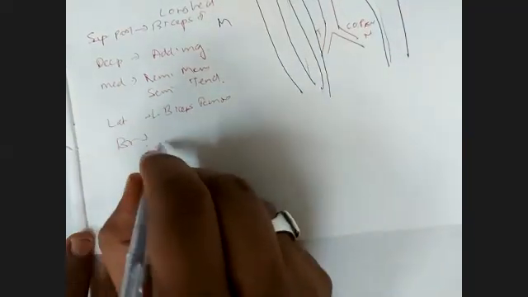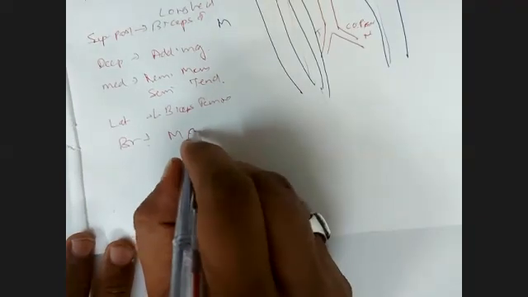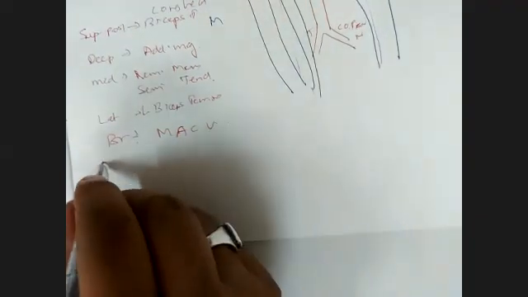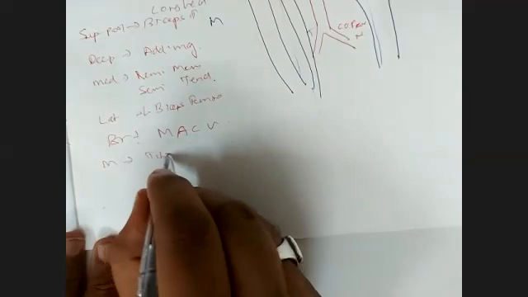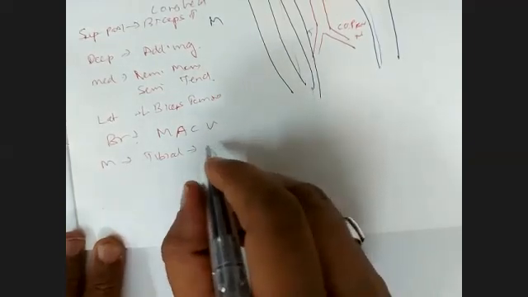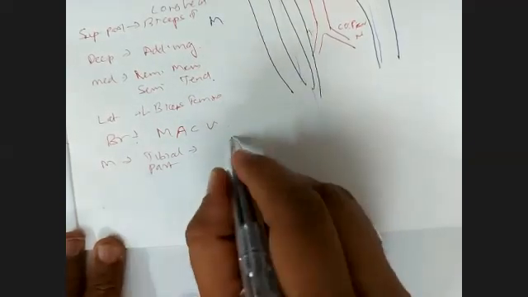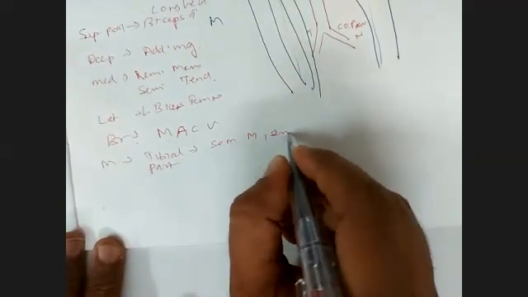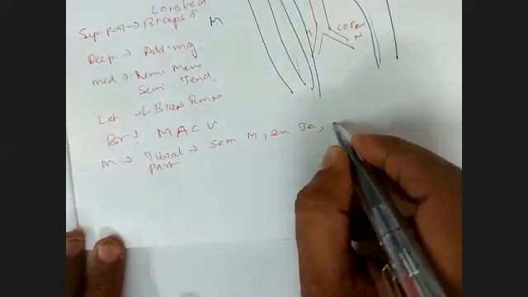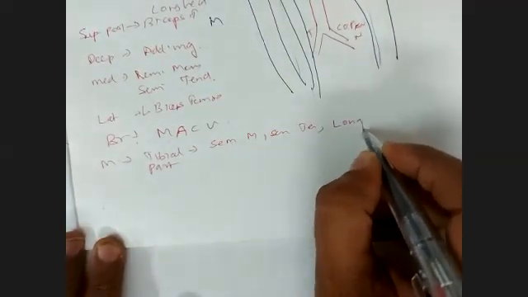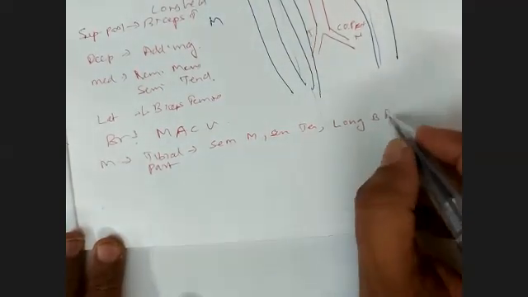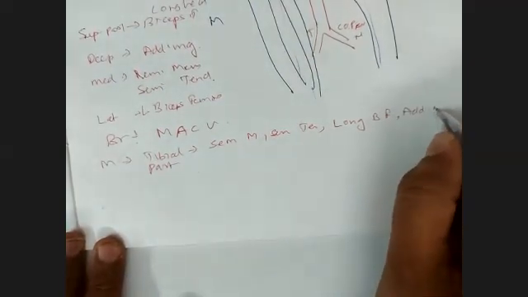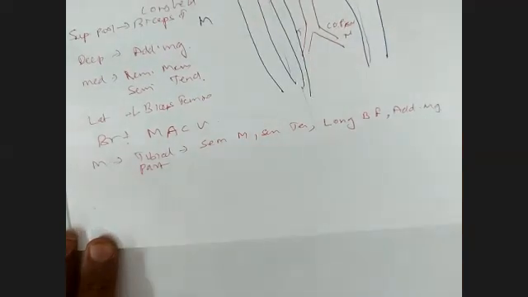Now let's talk about the branches. So for branches, we have this formula MACV. Firstly, let's talk about the muscular branch. The tibial part of the sciatic supplies semimembranosus, semitendinosus. It also supplies the long head of biceps femoris, and adductor magnus, especially its ischial head.